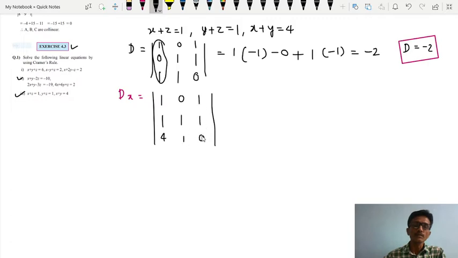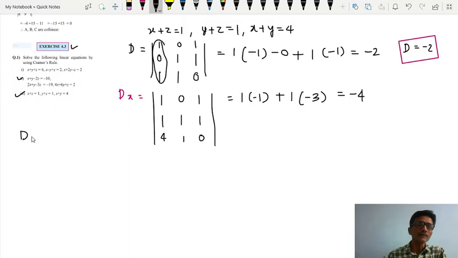So the determinant is 4, 1, 1, 1, 1, 0. Expand this. So the expansion of this is what? 1 into 0 minus 1, that is minus 1. Here 0 comes, and the last term is 1 into 1 minus 4, that is minus 3, which gives us minus 4.